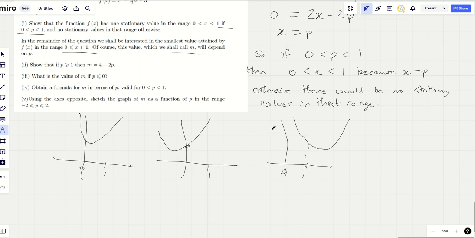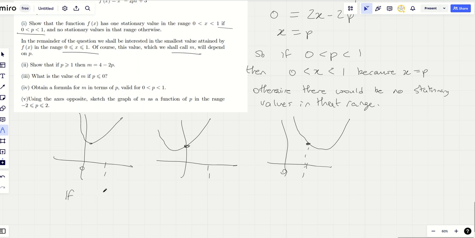Really, you see that, because from 0 to 1, the lowest point is going to be there. From 0 to 1 here, the lowest point is going to be there. It depends where the turning point is, whether it's between 0 and 1 or outside of it. If it's between 0 and 1, then m will equal the value you get by putting in x equals p, and that gives you the value of m. Okay, so if p is greater than or equal to 1, m equals 4 minus 2p.